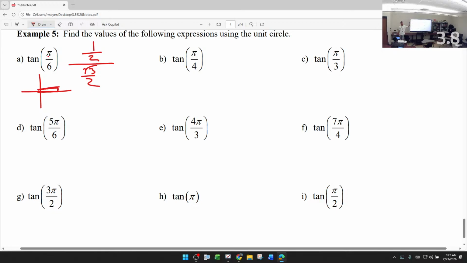And flip and multiply. The 2 is going to go up there. The square root of 3 is going to go down there. And you're going to have 2 over 2 square roots of 3, which ends up just being 1 over the square root of 3. Which might be square root of 3 over 3. I don't know if they want you to rationalize the denominator or not.